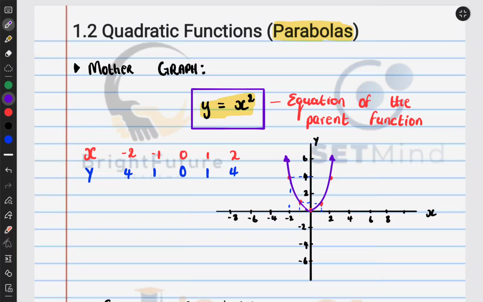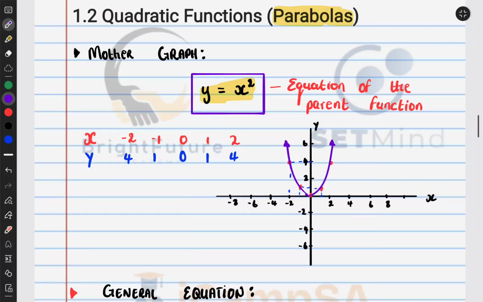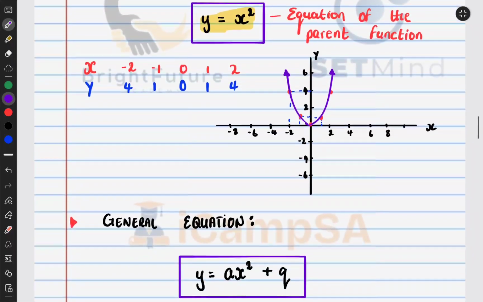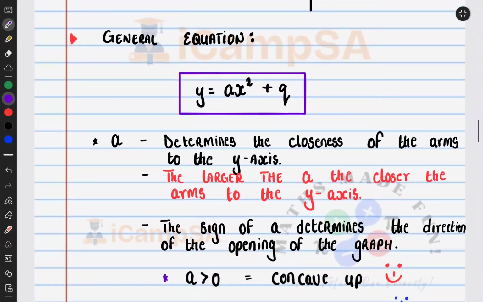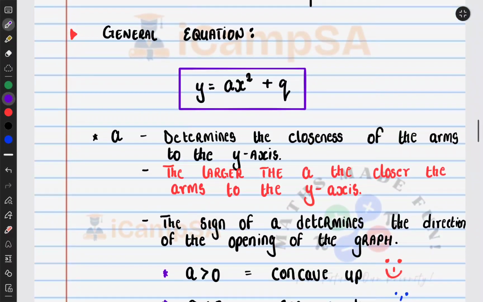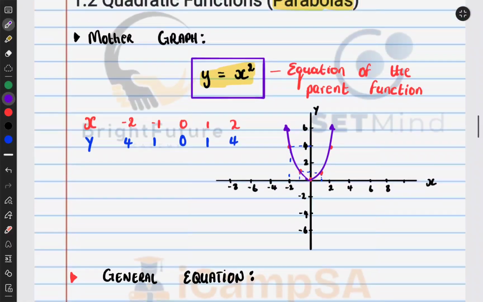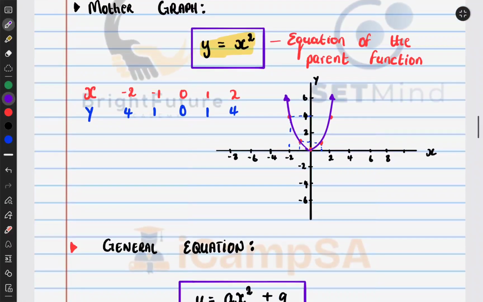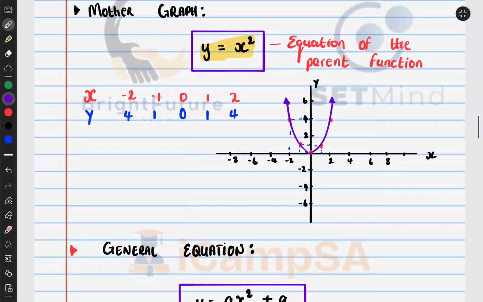Okay, and that basically is the parent function of the parabola, or the quadratic function. And then next, what do we have here? We have a general equation. A general equation is how you're going to see your equation once transformations have been made to the parent function. So there are multiple transformations that we can make to that equation.